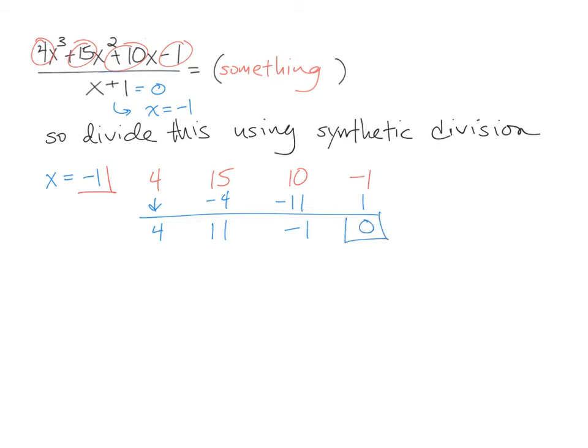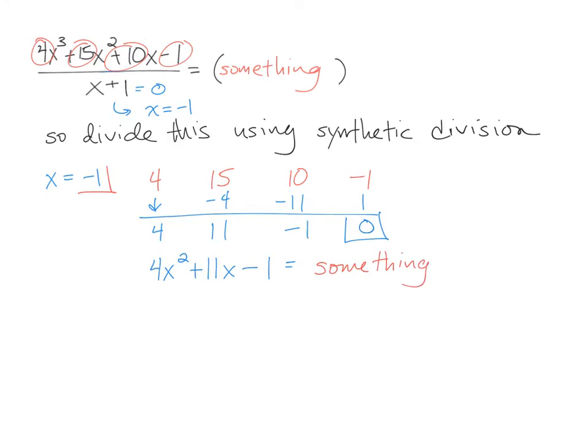And lo and behold, as I said on the last slide, if we know a factor of a polynomial, we should end up with a remainder 0. So again, from a previous lesson, you should know that this translates to 4x squared plus 11x minus 1. And that equals our something.